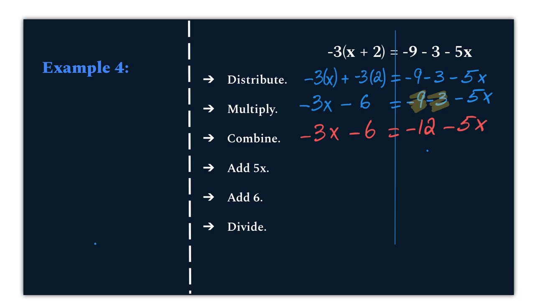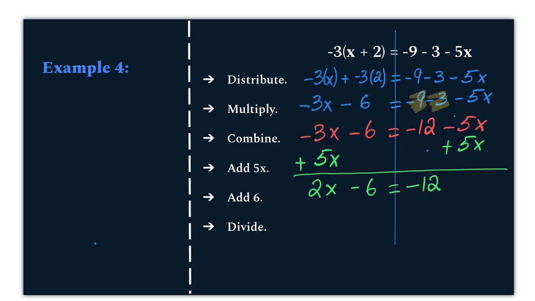So that means we're going to add 5x to both sides. Just remember, you could have added 3x to both sides as well. It doesn't matter which way you're taking your variable. Okay, negative 3x plus 5x will be 2x, minus 6 equals negative 12. And then negative 5x plus 5x will equal 0. And now we're ready to add 6 to both sides.